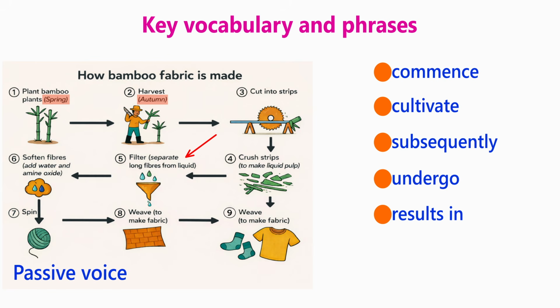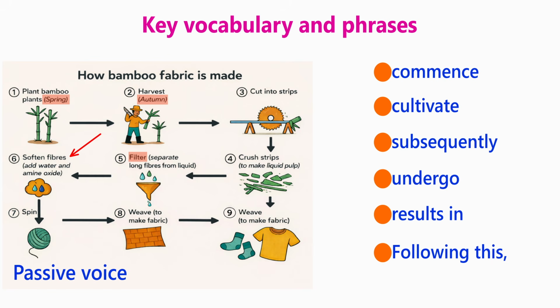And after this stage, if we want to talk about the next stage, we can write something like following this. So following this would be our other word to talk about the next stage. And this mixture is filtered. You can see that the word filter is here. So we can say is filtered, all right? And what happens here? It separates long fibers from the liquid content, all right?